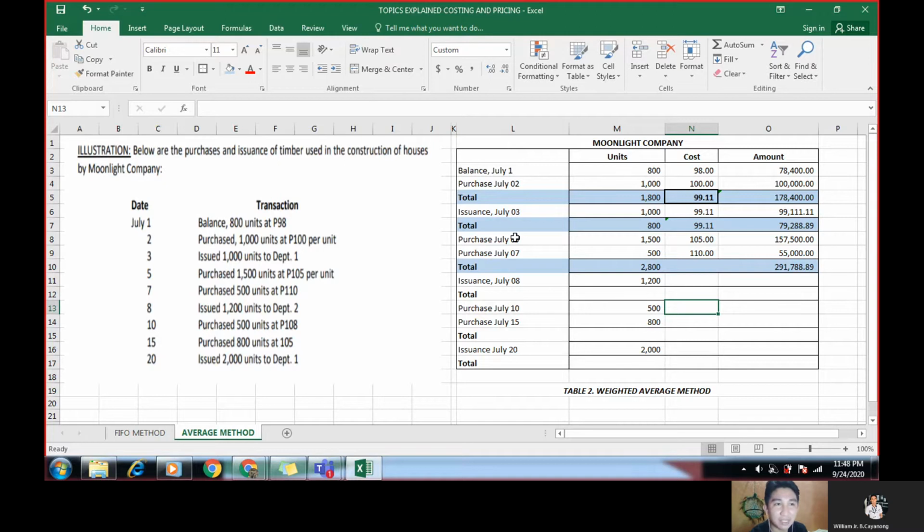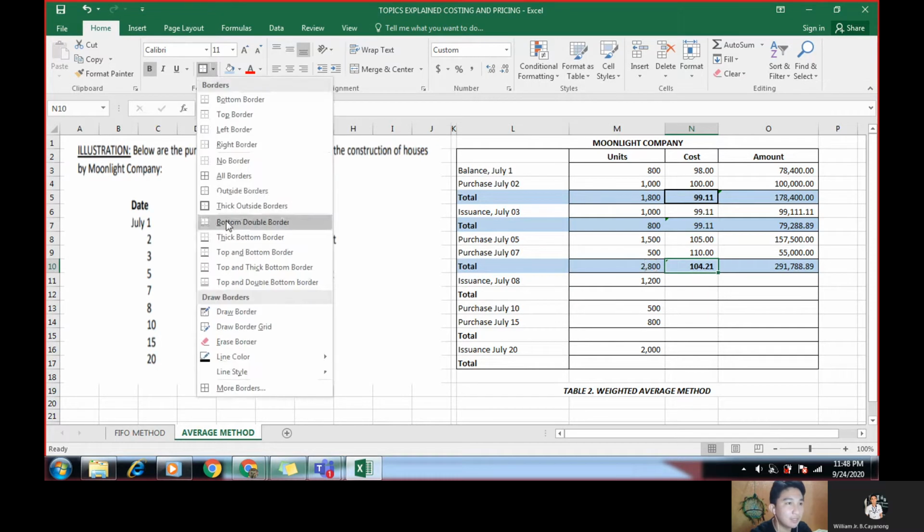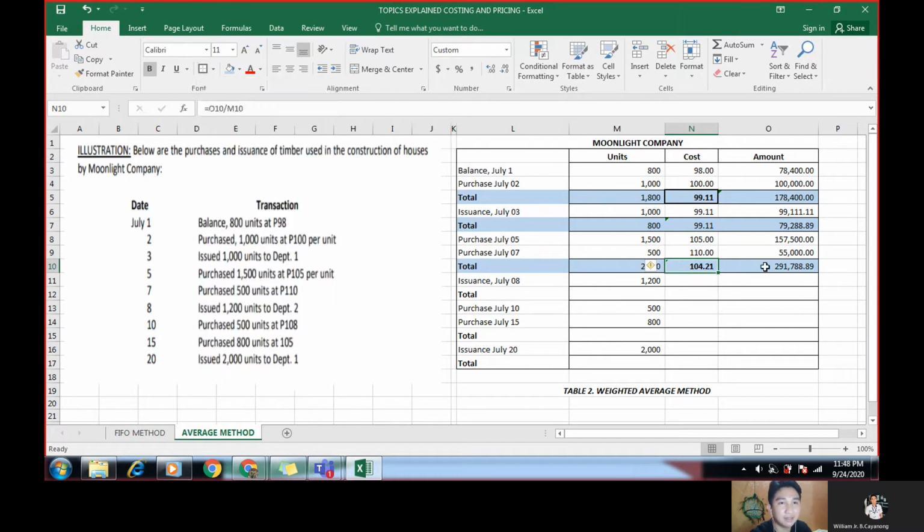Therefore, dahil may purchase tayo July 5 and July 7, mag-iiba na naman yung price range niya. Therefore, amount na naman divided by the total units available, which is 2,800. Enter. So, this will be our new price. So, bold natin at saka lagyan natin ng outside border, to emphasize na yan na yung new price niya.